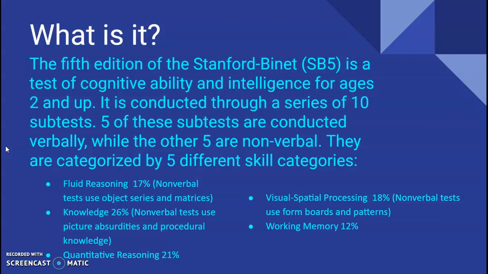It's conducted through a series of 10 subtests, at least in its 5th edition. 5 of these subtests are conducted verbally, while the other 5 are nonverbal. And they're categorized in 5 different skill categories. 17% of the test is made up of fluid reasoning, 26% is general knowledge, 21% is quantitative reasoning, 18% is visual spatial processing, and 12% is working memory.